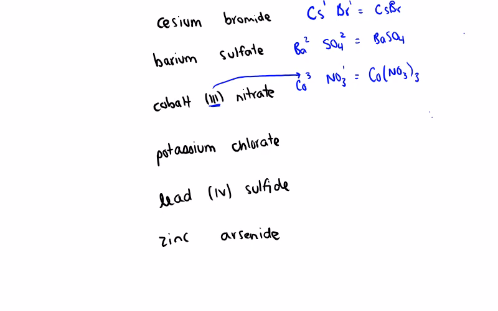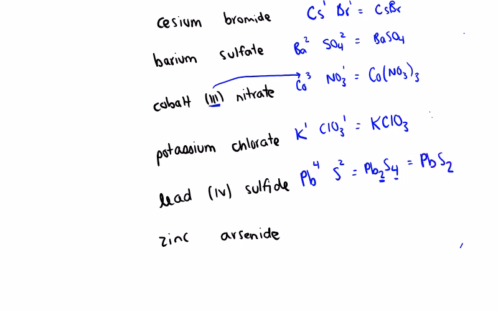Okay. Potassium chlorate. Potassium is K with a 1. Chlorate is ClO3 with a 1. So my chemical formula is KClO3. Lead IV sulfide, so Pb with a 4. Sulfur is a 2, so Pb2S4. Hopefully you recognize that we need to reduce that. PbS2.